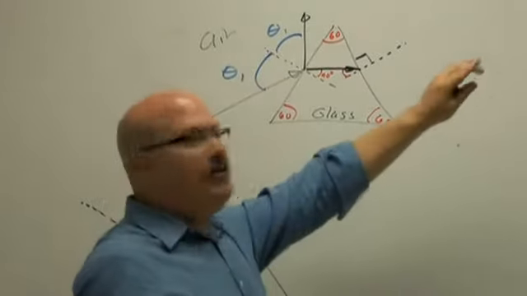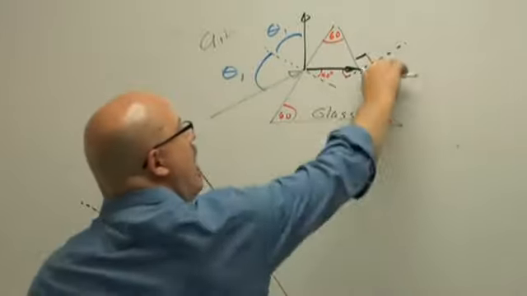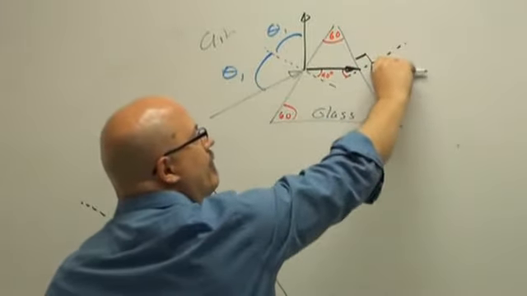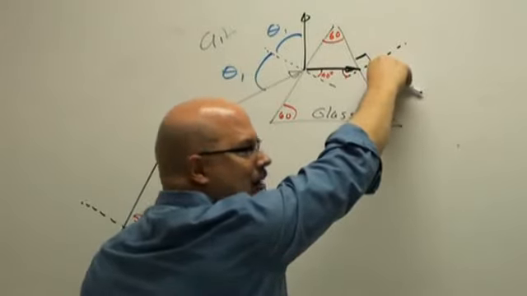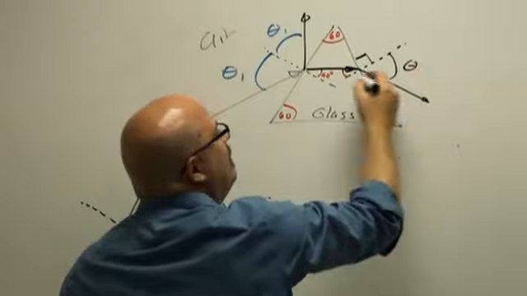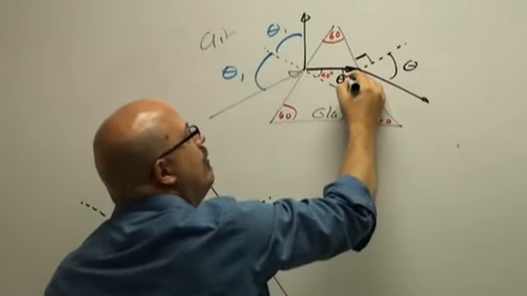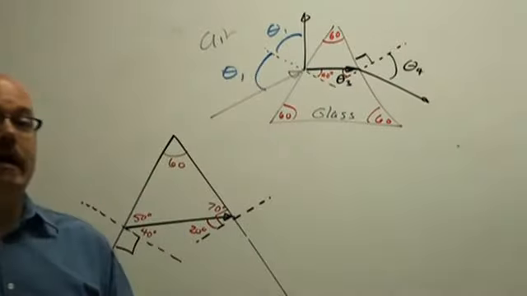Okay, now we're not quite finished. Where does the light ray go when it exits? Does it go up or down? It speeds up, so therefore it goes down. Did you catch that? Because if this is theta 3, this is theta 4, and theta 4 must be greater than theta 3.